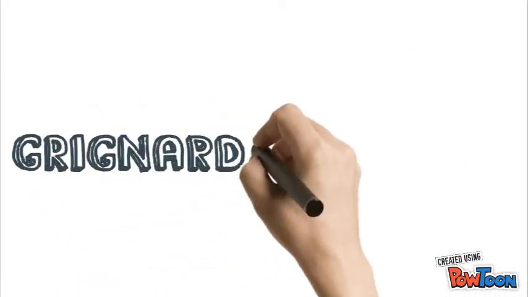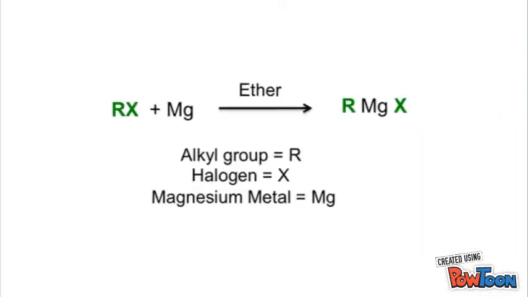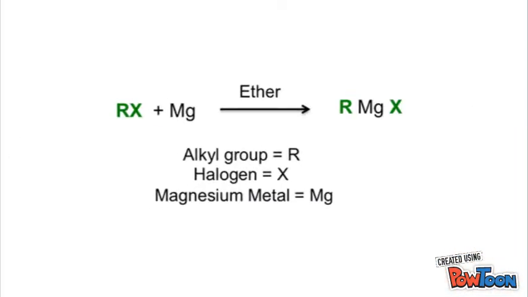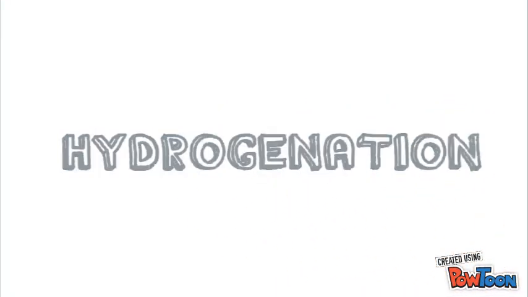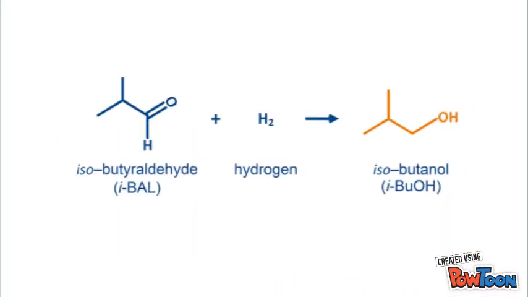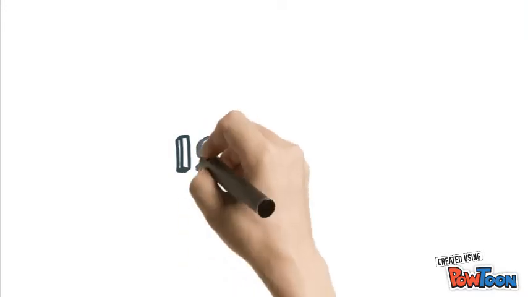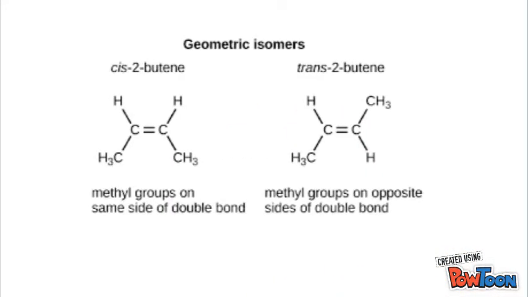The Grignard reaction is the addition of an organomagnesium halide to a ketone or aldehyde to form a tertiary or secondary alcohol. Hydrogenation is a chemical reaction between molecular hydrogen and another compound or element, usually in the presence of a catalyst. An isomer is a molecule with the same molecular formula as another molecule, but with a different chemical structure.